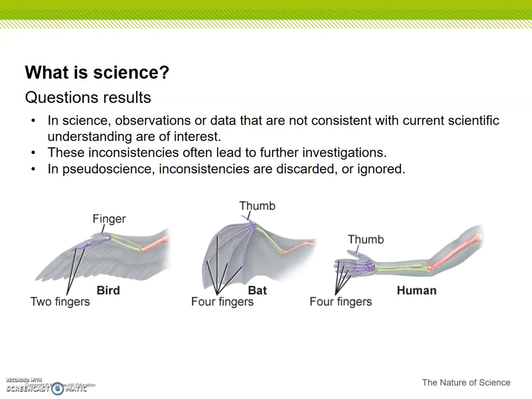Science is also going to question results. In science, observations or data that are not consistent with scientific understanding are of interest. Now, these inconsistencies often lead to further investigations. So, if something comes up and it is questioned, they're going to look into why it is the way it is. They want to understand what's going on. Now, in pseudoscience, inconsistencies are discarded and ignored. So they don't even care. They're just going to stick with what they say is the facts.